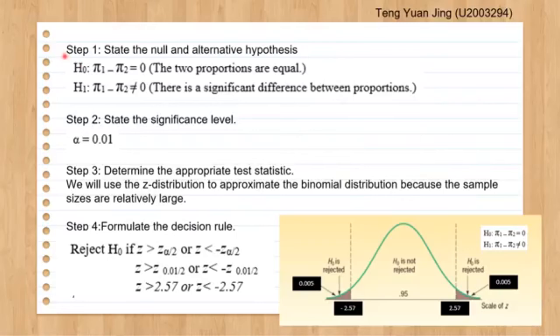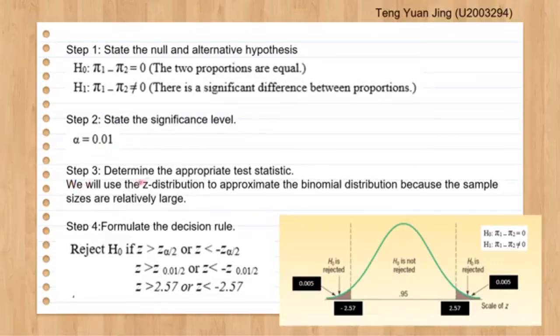Okay, so step 1 is to state the null and alternative hypothesis. The null hypothesis is proportion 1 minus proportion 2 equal to 0. This indicates that the two proportions are equal. And the alternative hypothesis is proportion 1 minus proportion 2 not equal to 0. This indicates that there is a significant difference between proportions. Step 2, state the significance level. It is given in the question, which is 0.01.